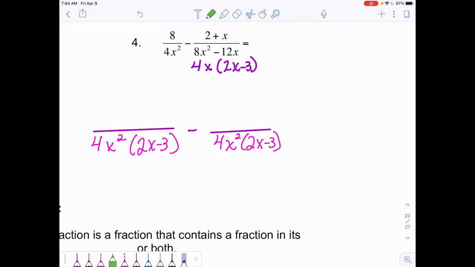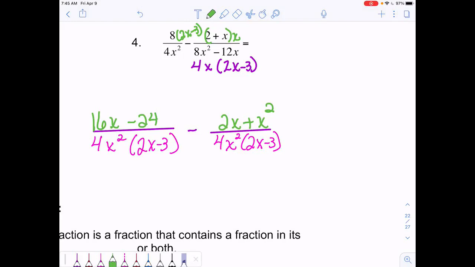So there's an 8 and a 4x squared, but not the 2x minus 3. So that makes 16x minus 24. The other one has a 4x times a 2x minus 3, but it doesn't have an x squared. It just has an x. So x times x would make it x squared. So that would make 2x plus x squared. So again, the 4x squared, missing the 2x minus 3. So that's 16x minus 24.